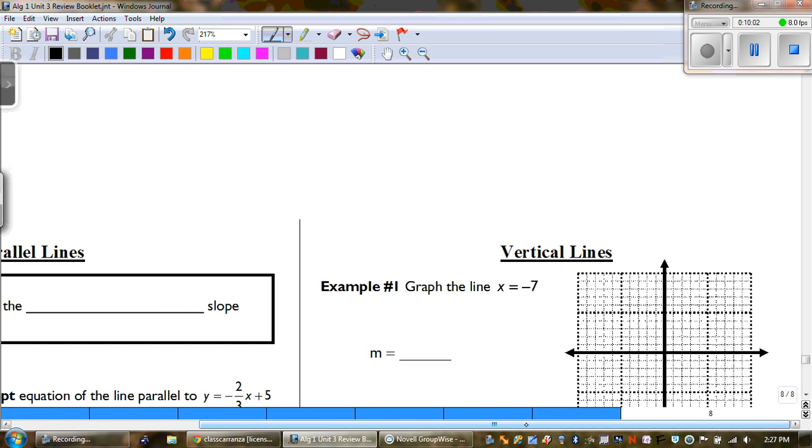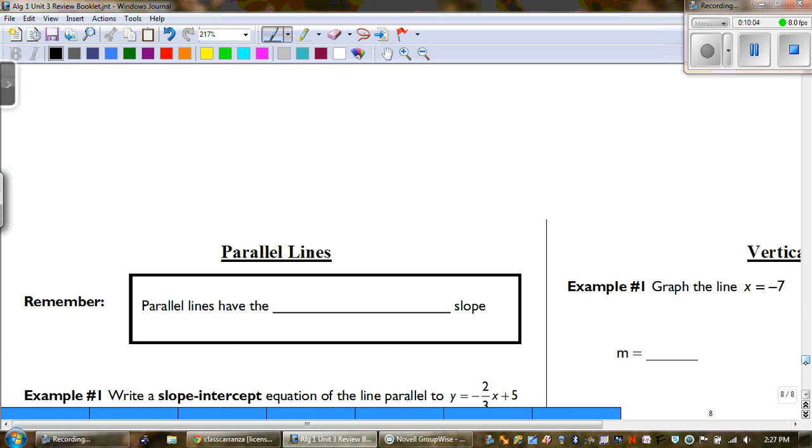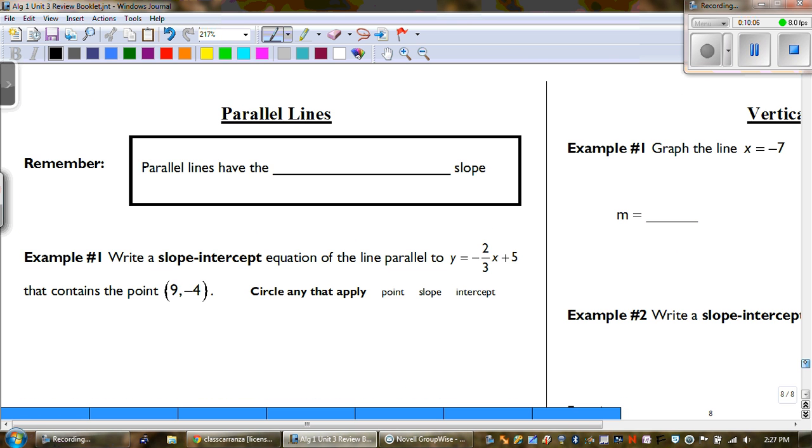Now we're on to parallel lines, right? So parallel lines have the exact same slope, okay? The exact same slope. Oops. Sorry guys, you don't have this part right here, so kind of ignore that.